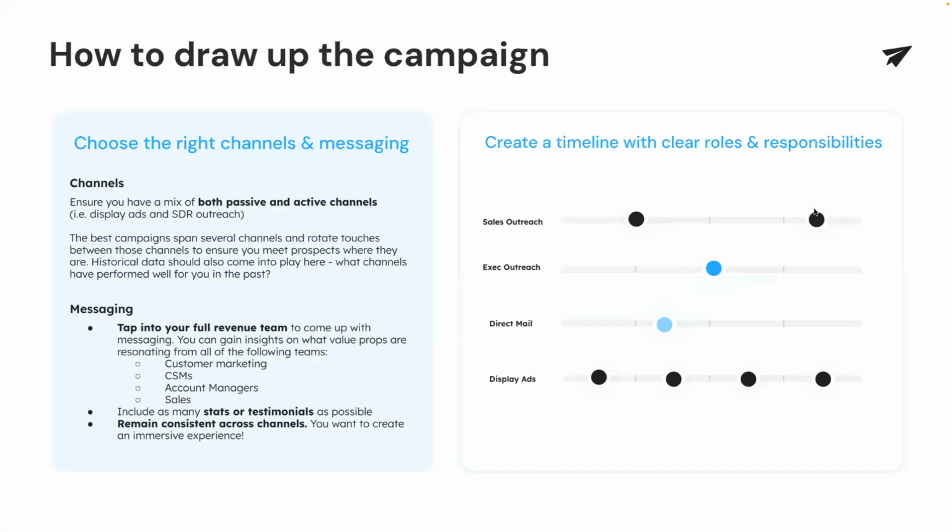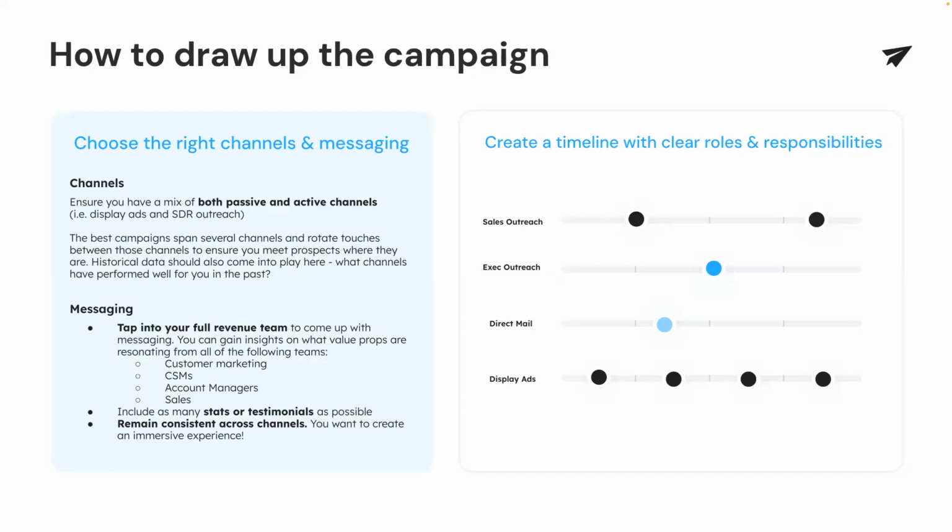So when you're drawing up your plan, there's really two factors to consider. First is channels. You want to make sure you have a mix of both passive and active channels. So passive channels, think display advertisements, ads on a subway, something that is easily sort of ignored or looked over. Then you also want to have active channels. This would be like SDR outreach, sales rep outreach, cold calls, something that's a little bit more in your face.